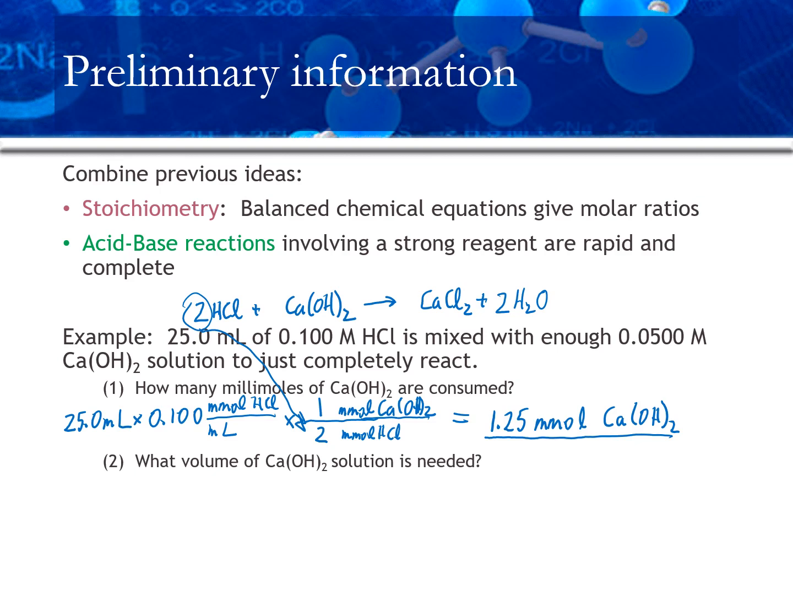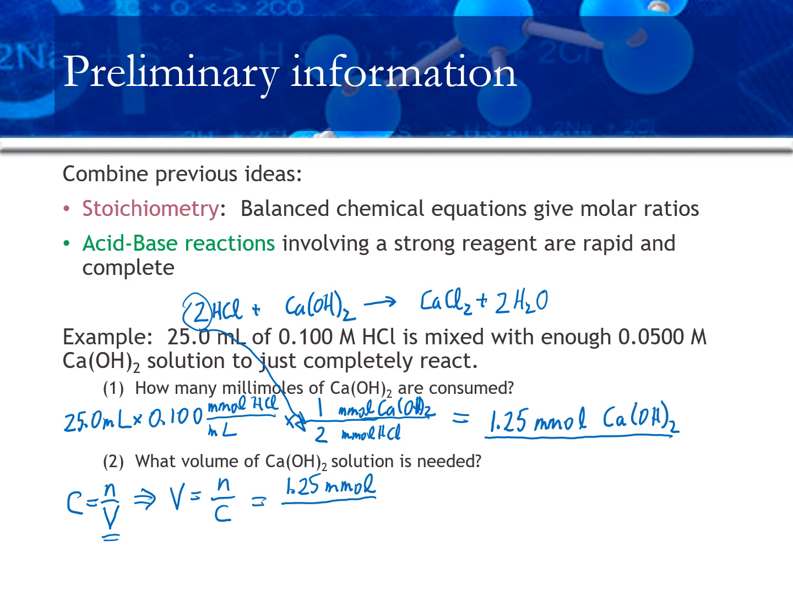Now, if I want to know what volume of calcium hydroxide solution is needed in order to provide me with 1.25 millimoles, I just go back to my definition of molarity. It's moles divided by volume. Here, excuse me, what we want to calculate is the volume, so I rearrange my equation for volume. And then I plug in my values. Here, I'm going to do it in millimoles. There's no point in converting back to moles. You can do it if you really want to, but it's a waste of time.